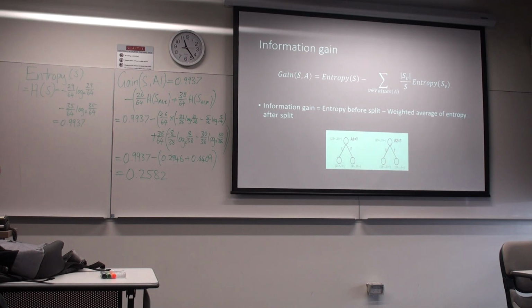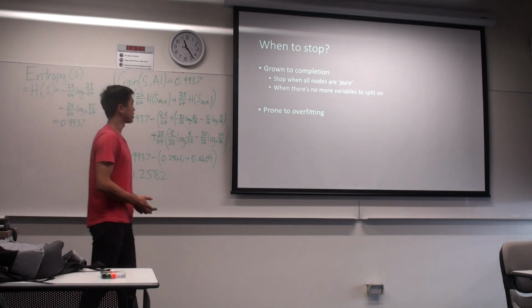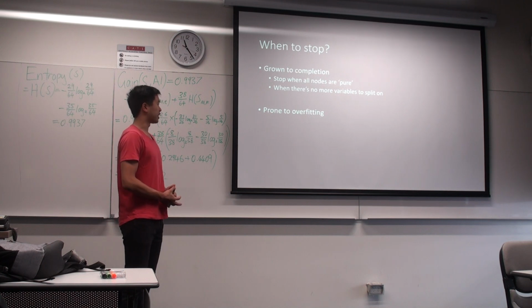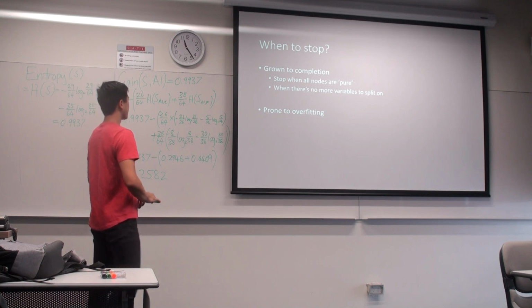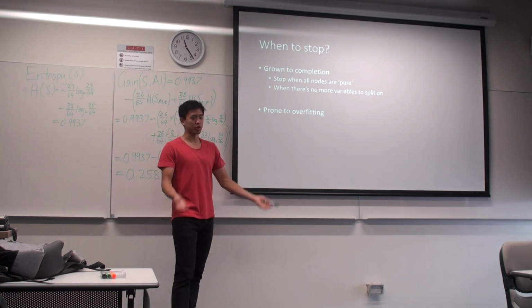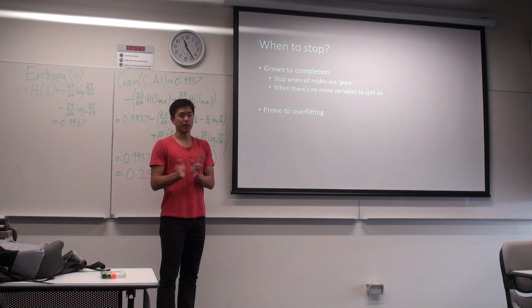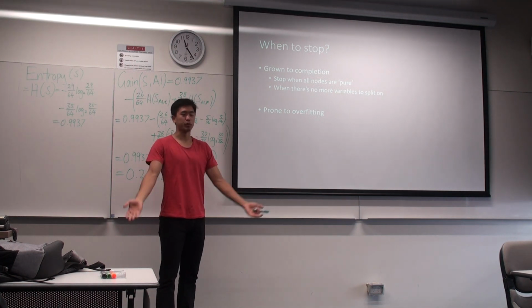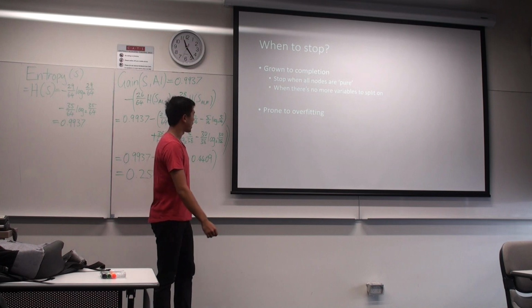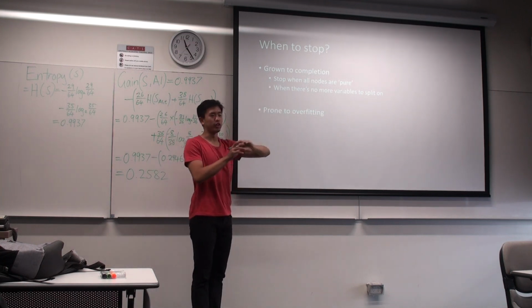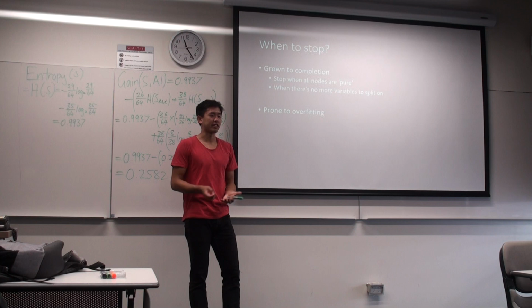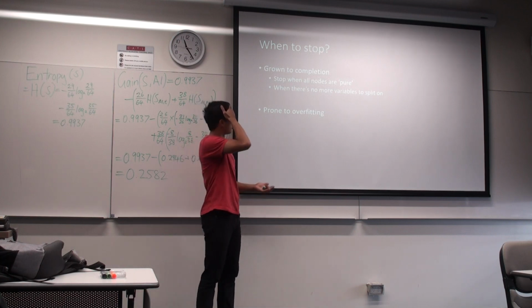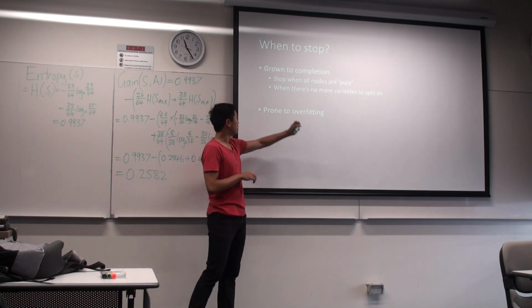Okay, cool. So when does this process kind of stop? There's a few ways that we can make it stop. First thing I'll talk about is if you just grow up to completion. That's where you just keep letting it grow until there's no possible way for it to grow further. And that could be because, if all the nodes are already pure, like they all contain the same category, then there's no reason we need to keep going. In fact, we can't. So that's one way it can stop.